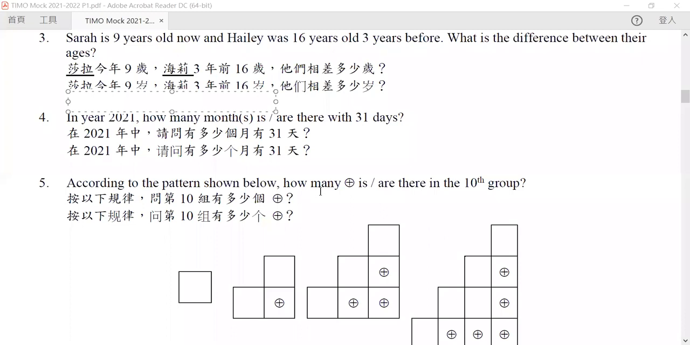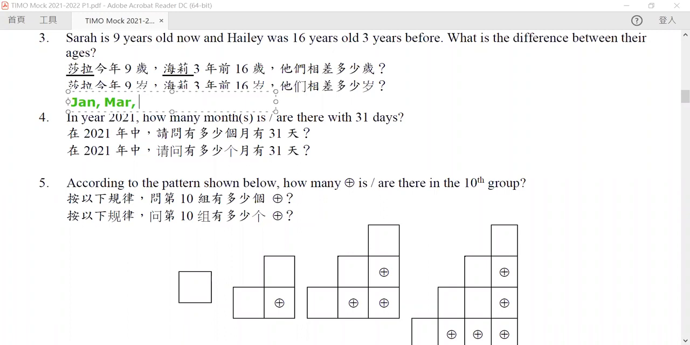So we know that January is 31 days. Now February is not 31 days. It is usually 28, but if it is a leap year, then it will be 29. So February is not 31 days. The next one will be March. And then April is always 30 days.